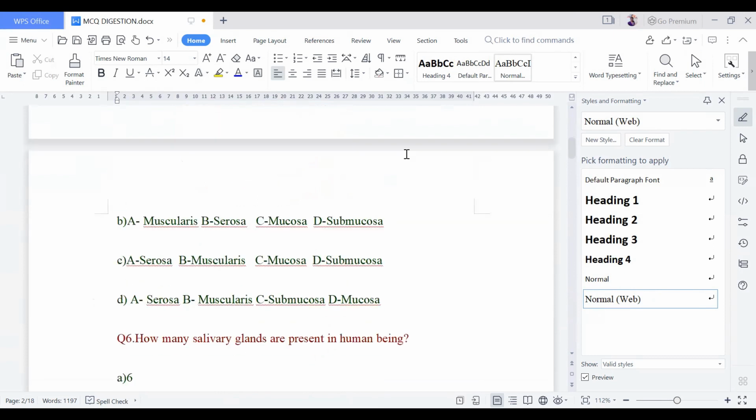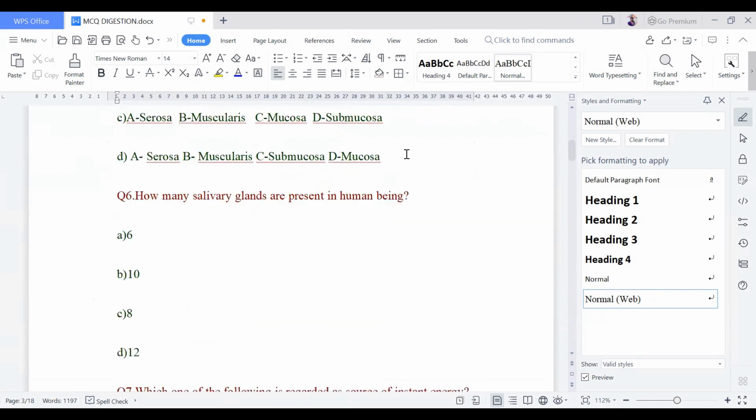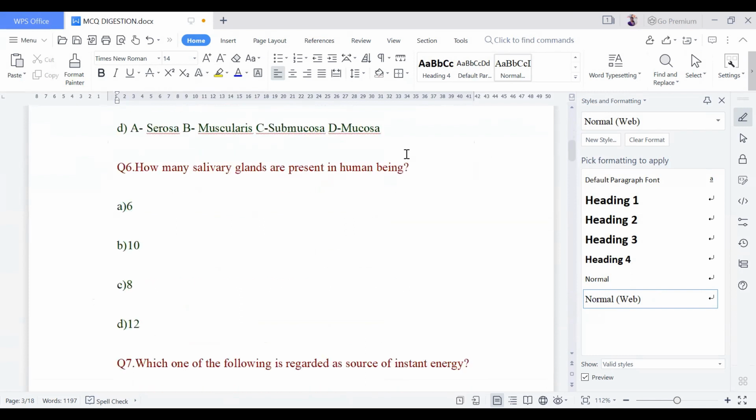Next question. How many salivary glands are present in human being? Option A 6, option B 10, option C 8, option D 12. They have asked how many salivary glands we have. 6, 10, 8 and 12.